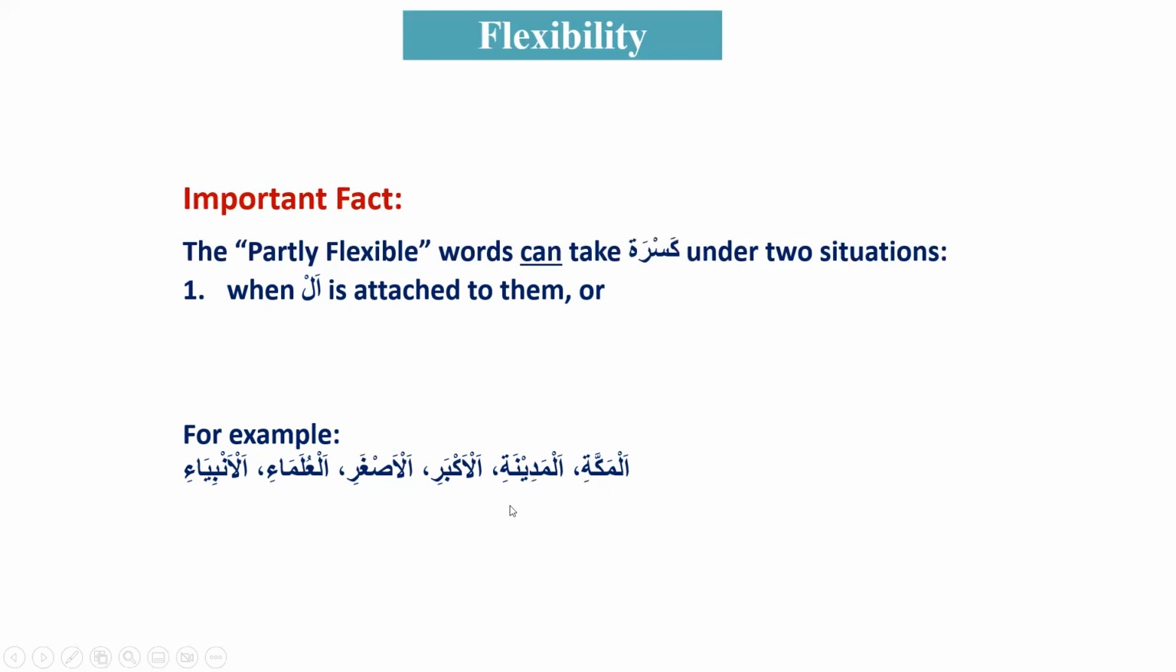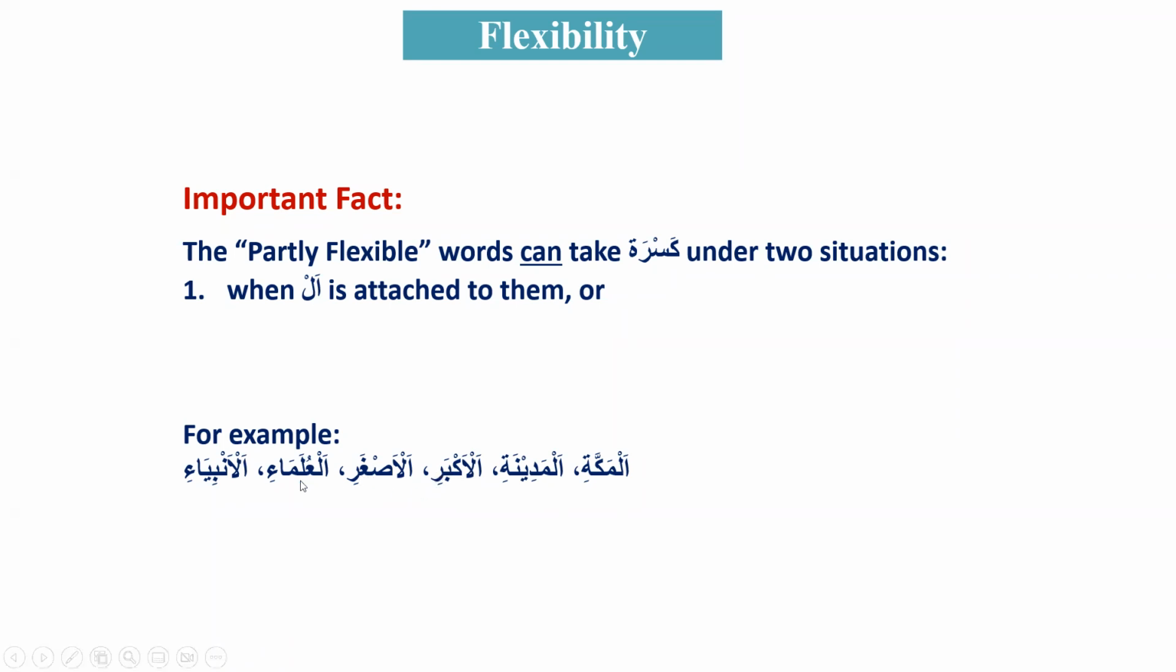Al-madinatu, al-madinata, al-madinati. You see akbaru without al was akbaru, akbara, akbara. But with the al, now it will be al-akbaru, al-akbara, and al-akbari. Now it will accept kasra, because now it has al with it. And that is the first reason for the partly flexible words to accept kasra.